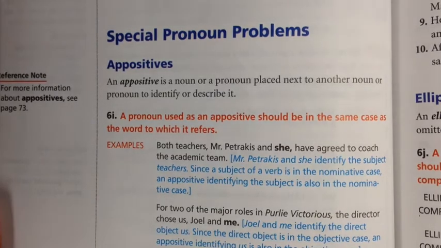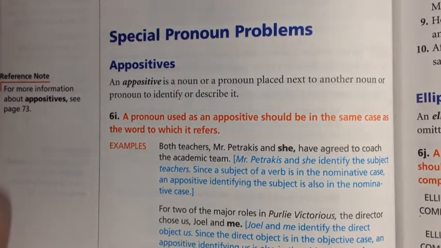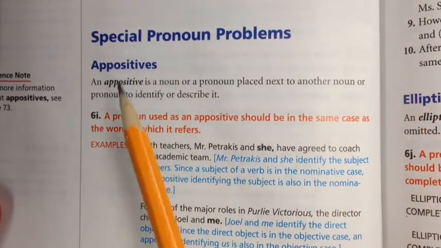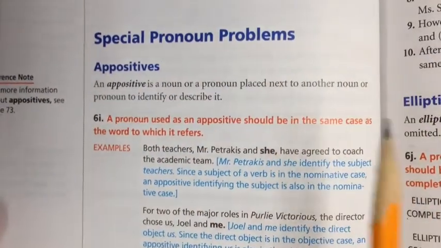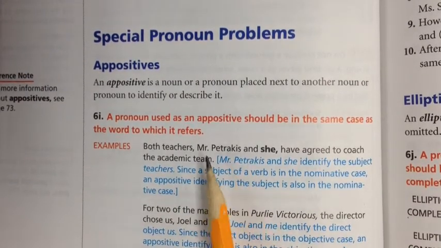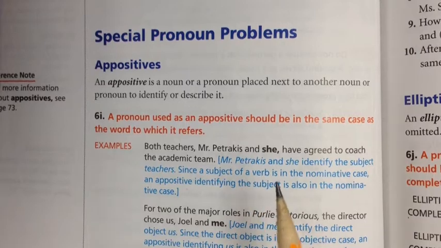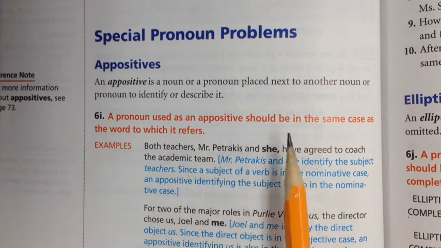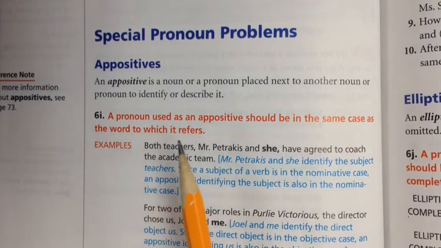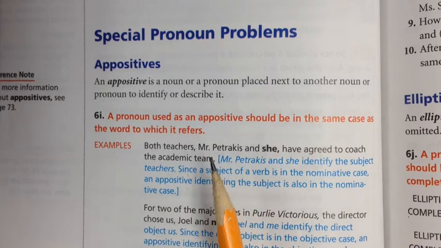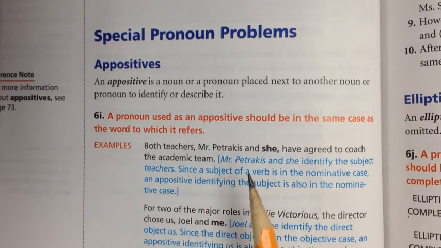Is about special problems with pronoun usage, and the first rule is with appositives. Now, an appositive is a noun or a pronoun placed next to another noun or pronoun to identify or describe it. So you'll see two nouns in a row, and the second noun is the same person, place, or thing as the first noun. So a pronoun used as an appositive should be in the same case as the word to which it refers. So basically, if the second noun is a pronoun, then it has to be in the same case as the first noun.